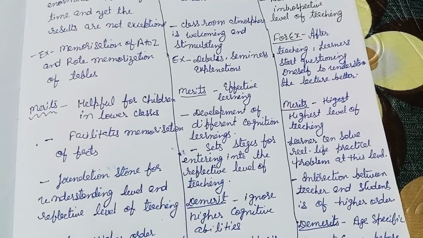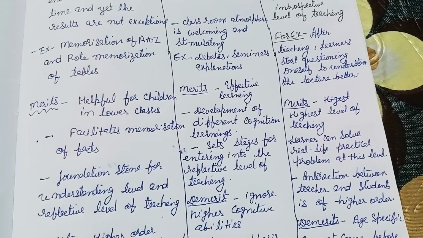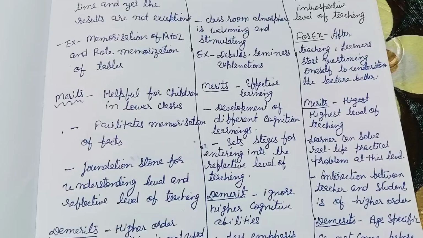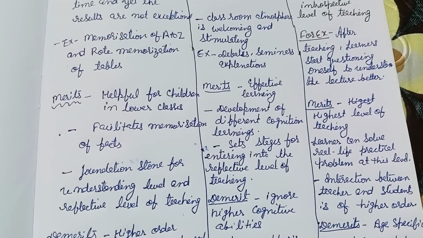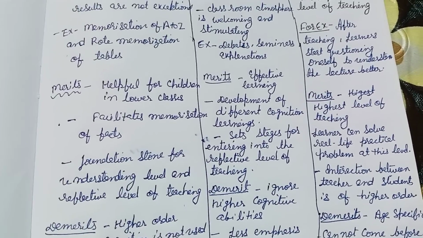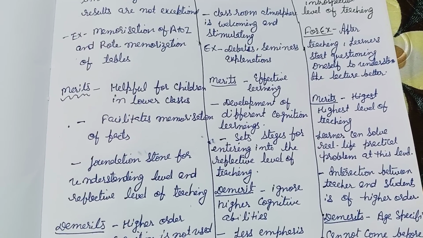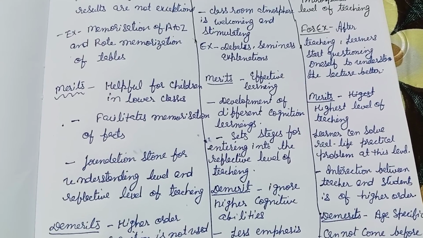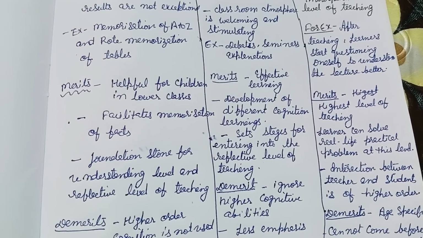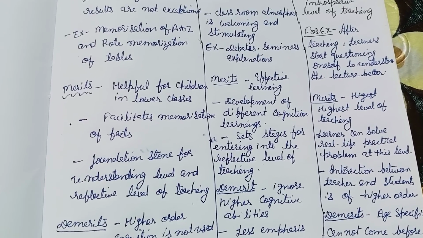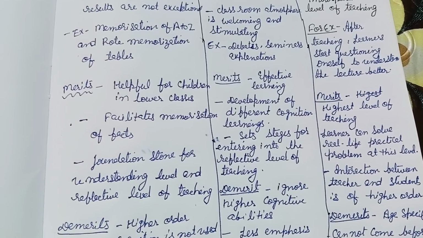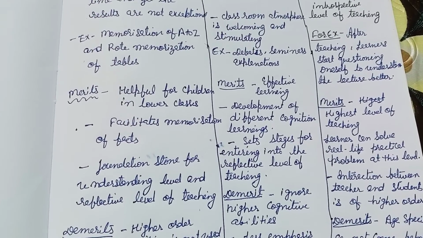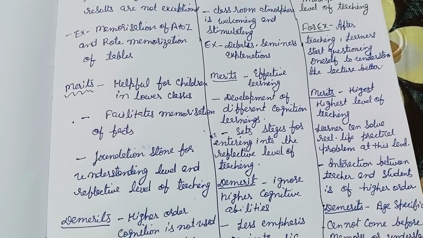Interaction between teacher and student is of higher order. To learn or to teach at this level of teaching, students and teacher both have to be mature and intelligent on behalf of cognitive level. If students are not mature, they will not be able to understand the concept at reflective level of teaching.